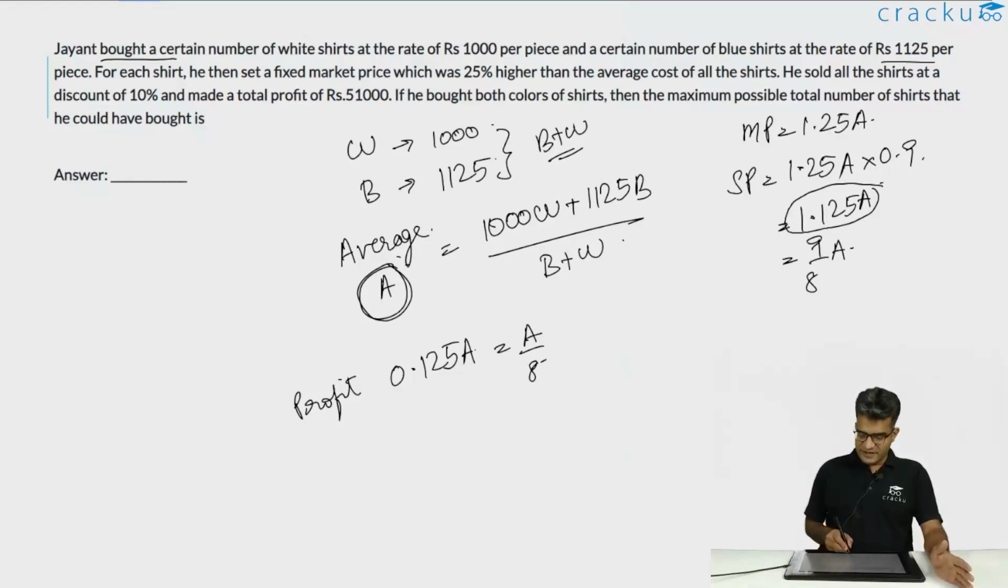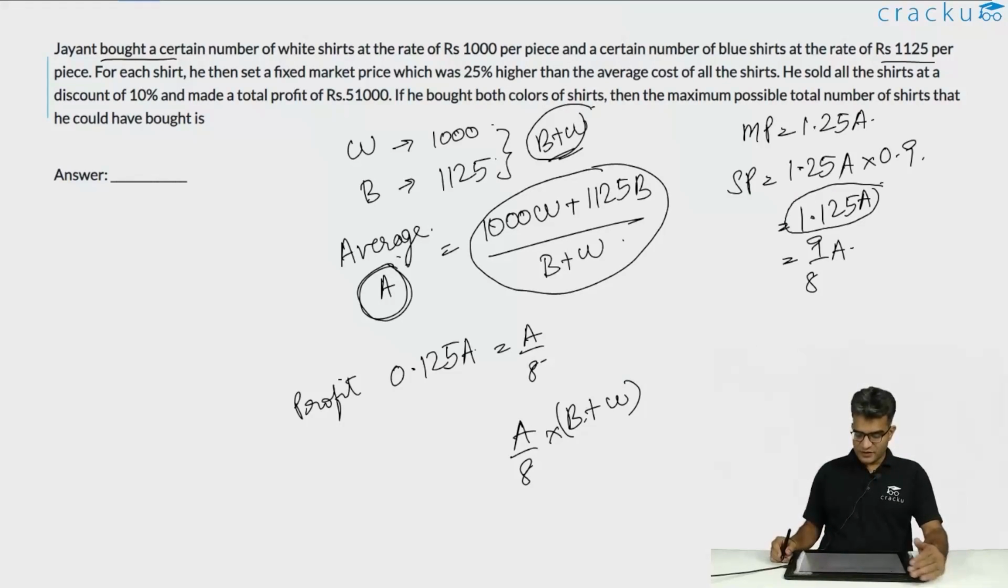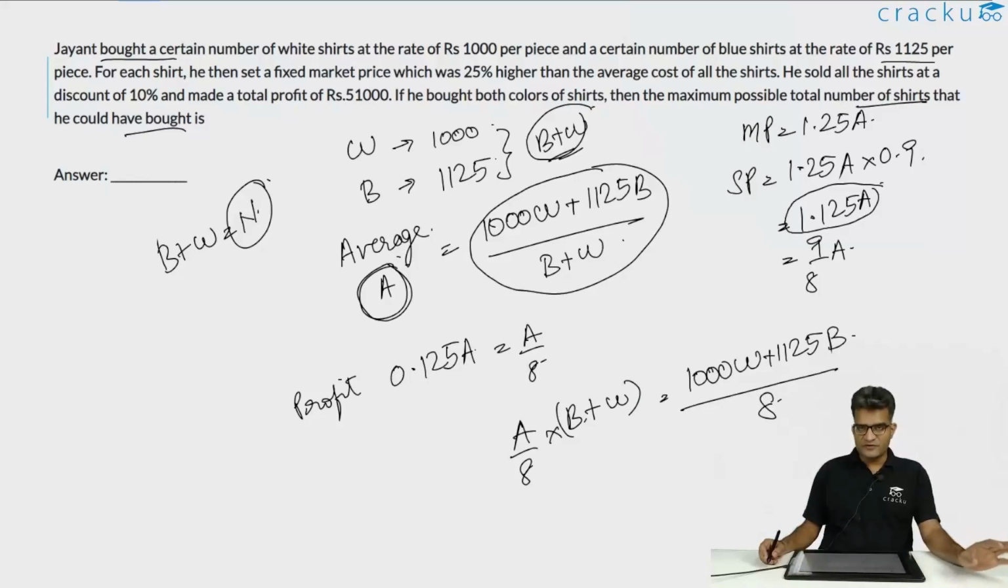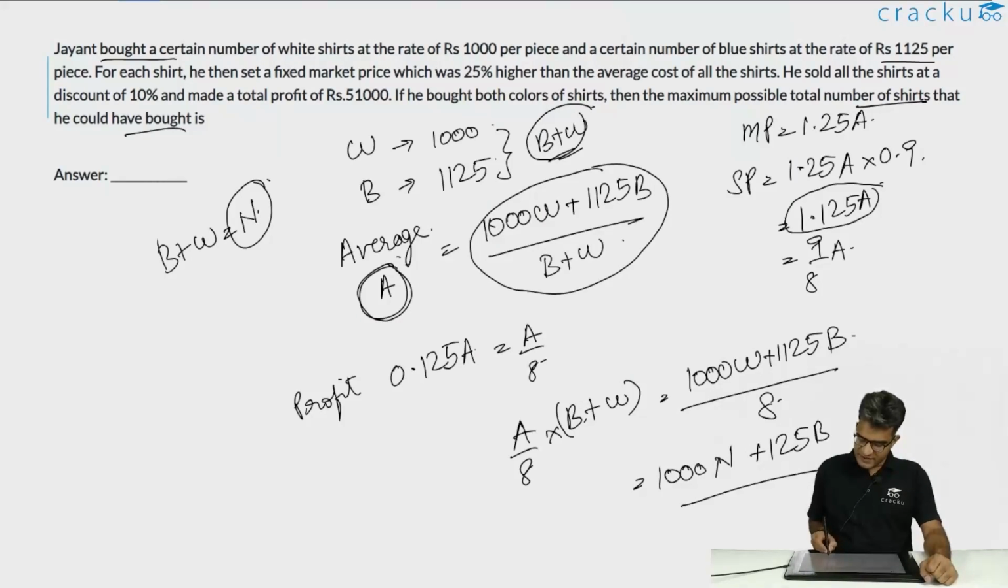So the total profit that he made will be A by 8 into B plus W, which is the total number of shirts. But we know that B plus W is the total number of shirts and the value of A is this. So the total profit that he made will be equal to 1000 W plus 1125 B divided by 8. Now let B plus W be equal to N, which is the total number of shirts that he bought, which is the total number of blue shirts plus the total number of white shirts. So this is equal to 1000 into N plus 125 B divided by 8.